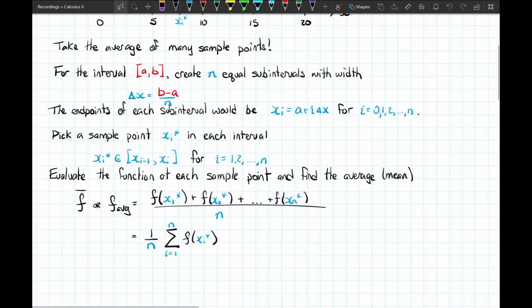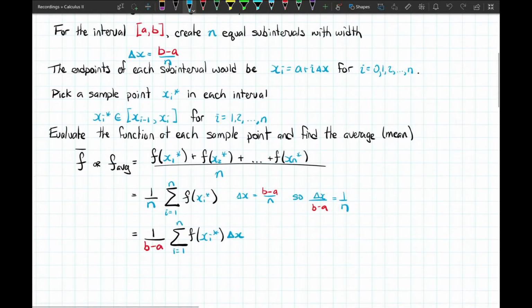We can really just rewrite this as 1 over n times the sum of the f of xi star values from i equals 1 to n. Now at this point, remember, if delta x is b minus a over n, we have 1 over n, then we can use the reciprocal. This 1 over n is simply delta x over b minus a.